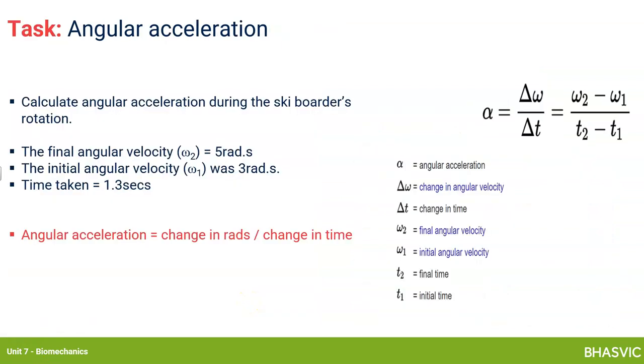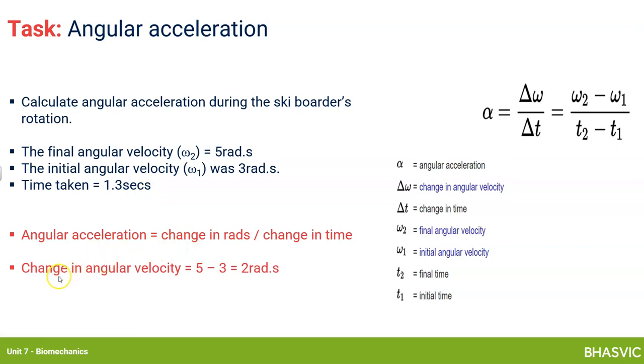Now the last angular kinematic principle is angular acceleration. Again, exactly the same principles. It's change in velocity over change in time. That was linear. This time we've got change in rads over change in time. So for our ski boarder's rotation, we've already talked about him doing rotations, if his final angular velocity was 5 rads per second and his initial angular velocity was 3 rads per second, we do the change in angular velocity over the time taken.